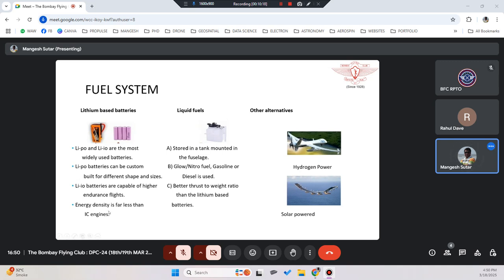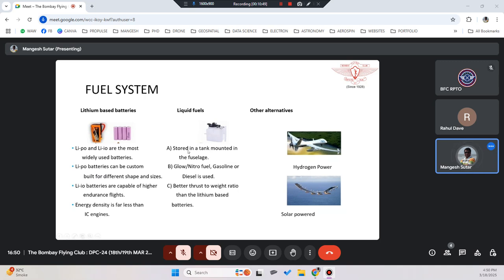So the energy density, the amount of endurance you get or the amount of power it can carry, is less in lithium-based batteries. If you see liquid-based IC engines, the liquid is stored in a tank mounted in the fuselage. It could be glow nitro fuel, gasoline, or even diesel. It has a better thrust-to-weight ratio than lithium-based batteries. So here the power is more, and the torque it gets.